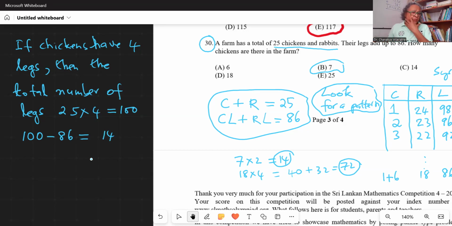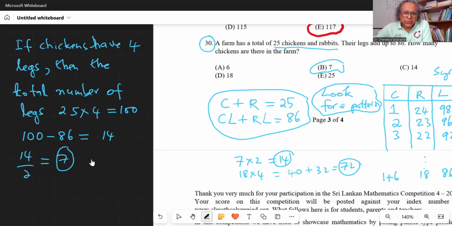Now, this 14 came from extra legs given to chickens. So we give 2 extra legs to each chicken. If the total of extra legs is 14, and we give each chicken 2 extra legs, and we divide 14 by 2, we get the number of chickens, 7 chickens. And you can see that it's a very nice solution.